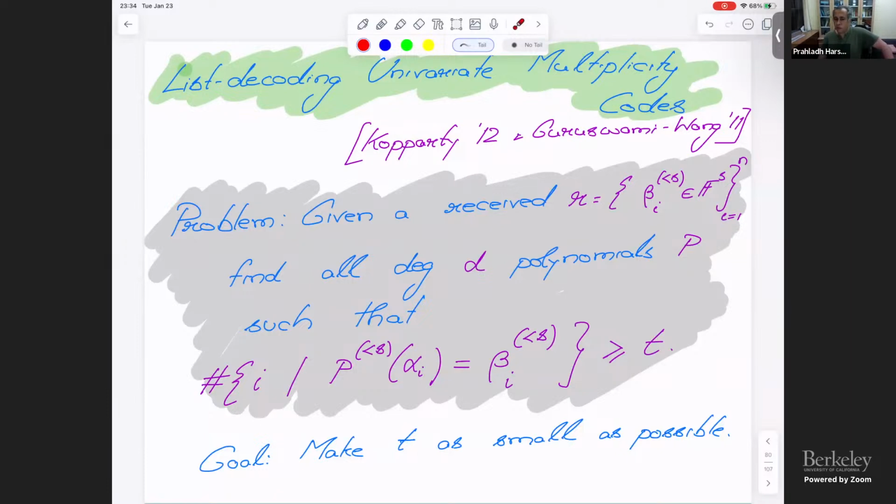So that's the question we want to look at right now. This is a list decoding question. We want to study univariate multiplicity codes from the viewpoint of list decoding. Is the problem clear? Then I'll get on to the algorithm, which will be identical to the linear algebraic framework that Mary discussed in yesterday's lectures.